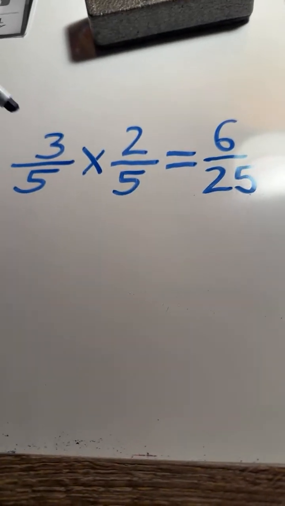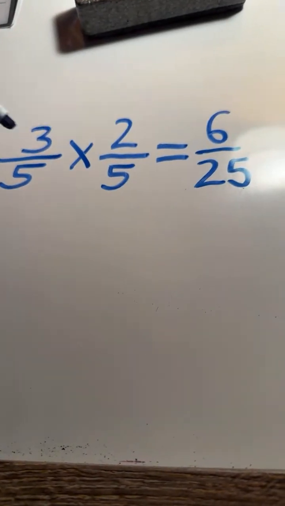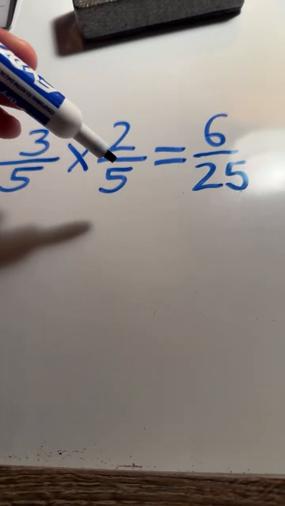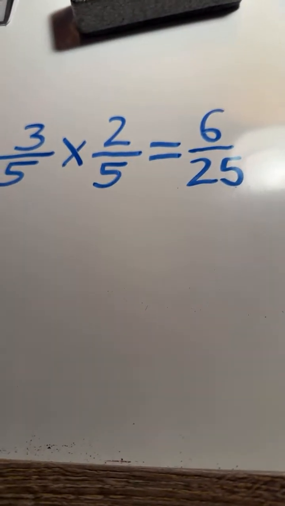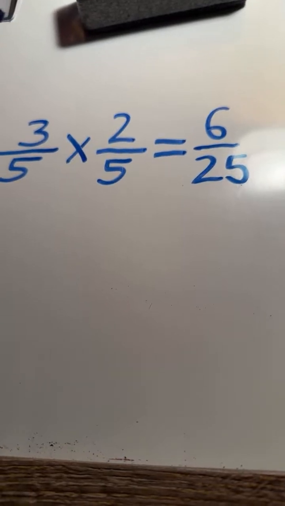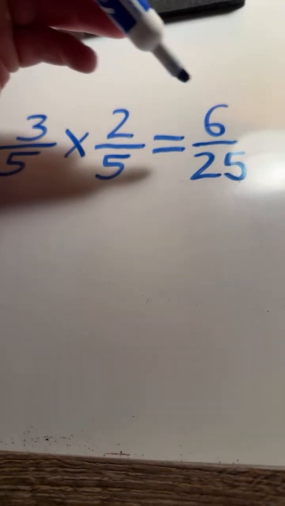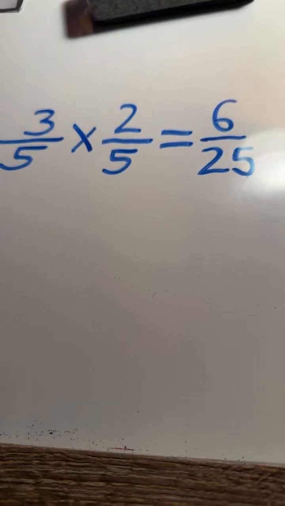Now, if this was an addition or subtraction problem, if we were adding or subtracting fractions, we would keep the denominator the same. But for multiplying fractions, it's different. For multiplying fractions, what you do to the top numbers, you also have to do to the bottom numbers. All right, next example.